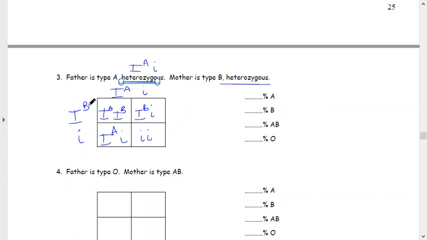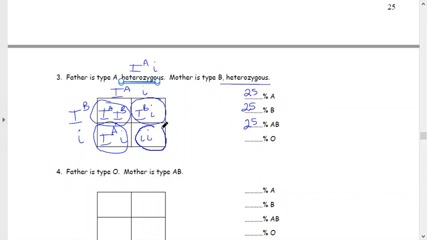What you're going to see based off this is that there's a 1 in 4 chance that you're type A. You'd be heterozygous, but you'd still be type A. So I'll say 25% chance for being type A. There's your chance for being B. Again, you'd be heterozygous for type B blood, but you'd still be type B blood. So 1 in 4 is 25%. Same thing for type AB, and same thing for type O.